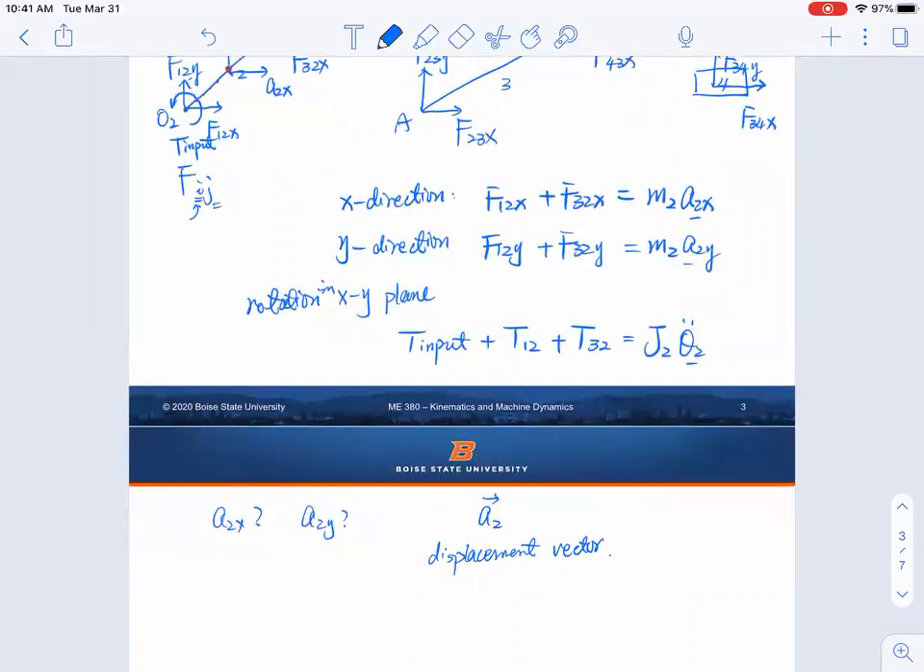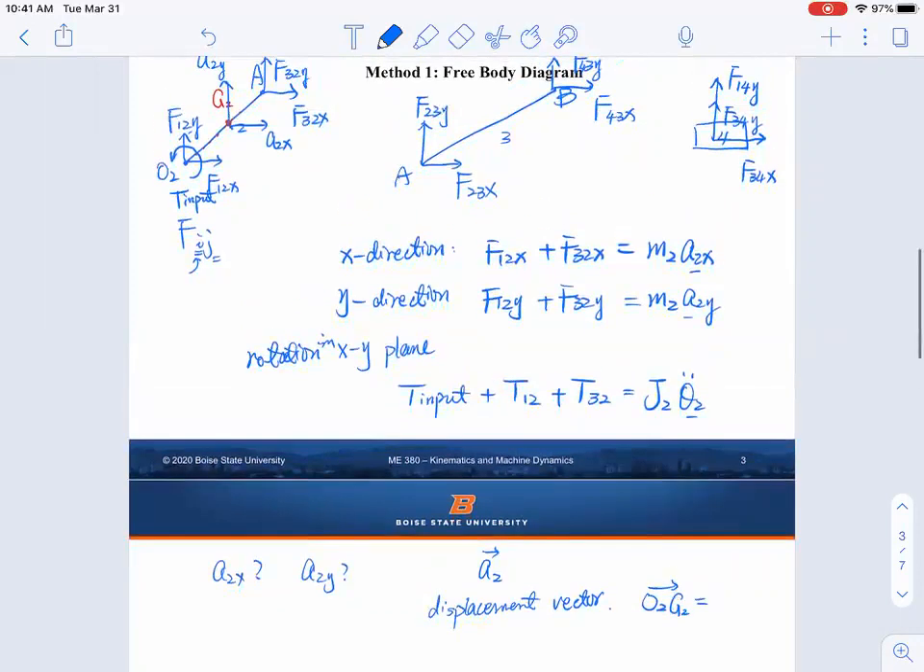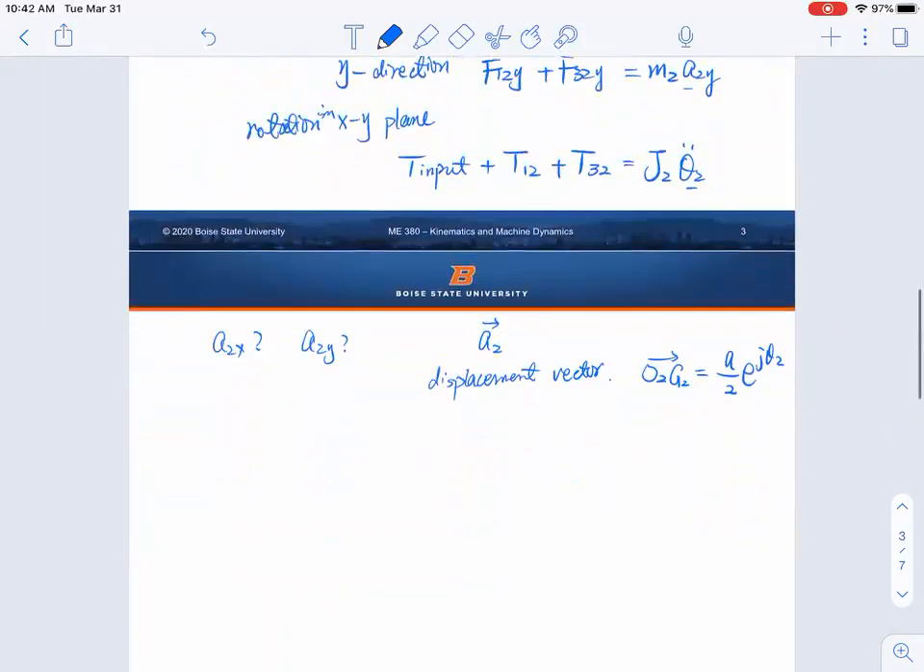So your displacement vector always starts from your O2, a reference point, and ends at the point of interest. And if you use the complex domain, that gives you half of the length times e^(jθ2), right? That's just what we previously learned. And once you know the displacement vector, your acceleration vector is just the time derivative taken twice, O2G2. If you have MATLAB, then MATLAB can help you out.